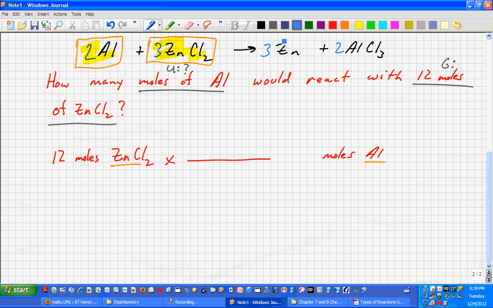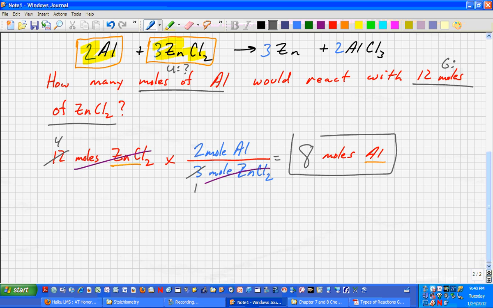So 2 moles of aluminum goes on top, 3 moles of zinc chloride. I think I just called it aluminum chloride again. Kind of tired. I'm spacing out. But it is zinc chloride. So these guys cancel out. Moles of zinc chloride cancels. I'm ready to go ahead and do the math. So this, and I get 8 moles of aluminum as my answer.